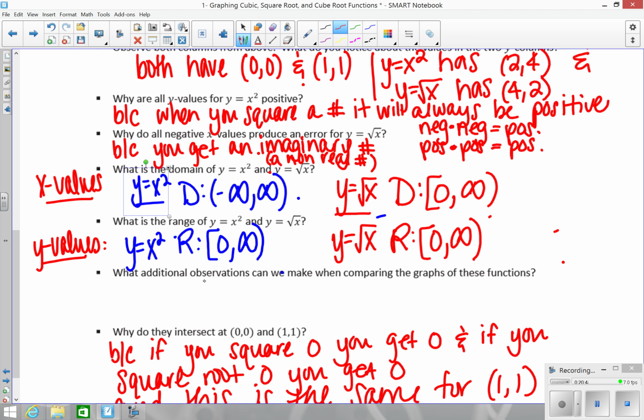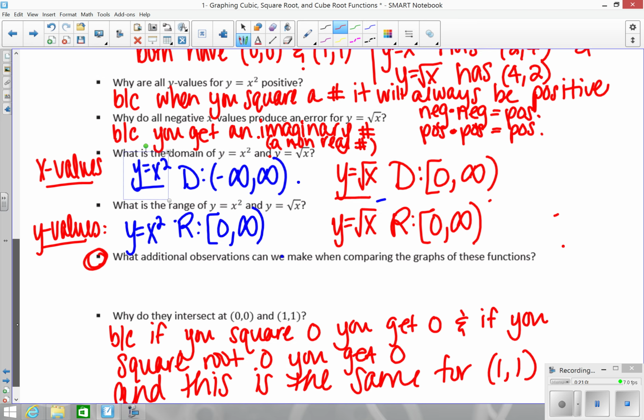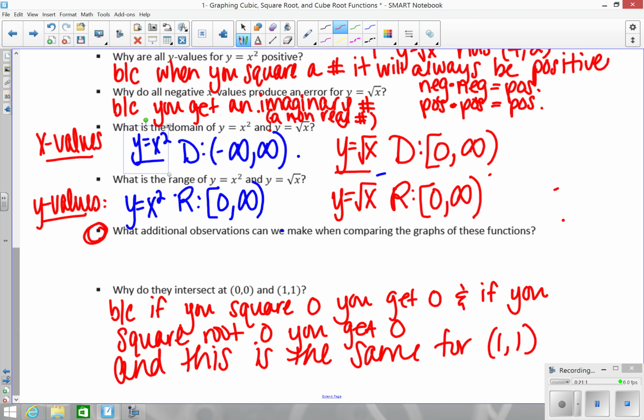And any additional observations? I'm going to let you guys, again, pause the video and add anything that you want to add for that. That's completely up to you. If there's anything else that you think is worth adding, go ahead and do that. Pause the video to do that, and then when you're ready, press play again, and we'll move on to the next page. So go ahead, pause the video.